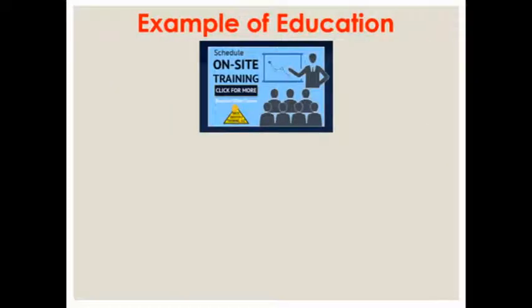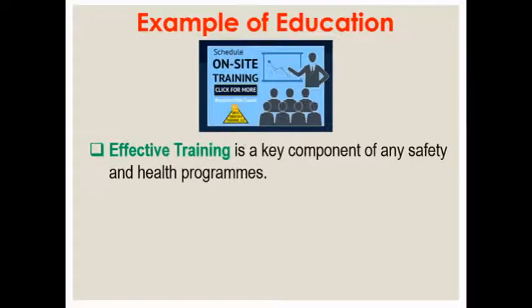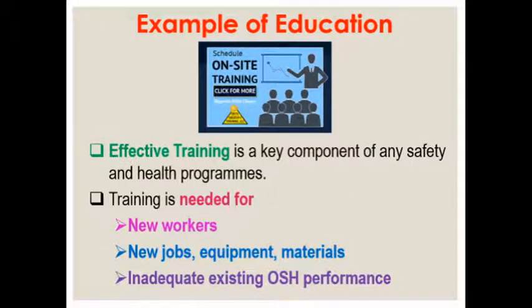Example of education. Effective training is a key component of any safety and health programs. Training is needed for new workers, new jobs, equipment, materials, and inadequate existing OSH performance.